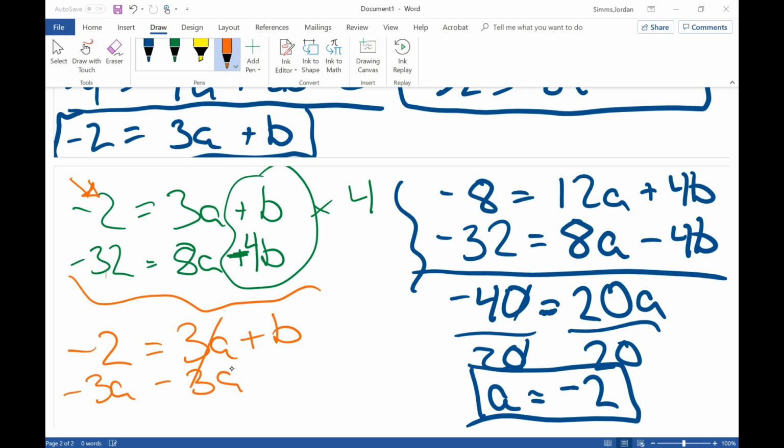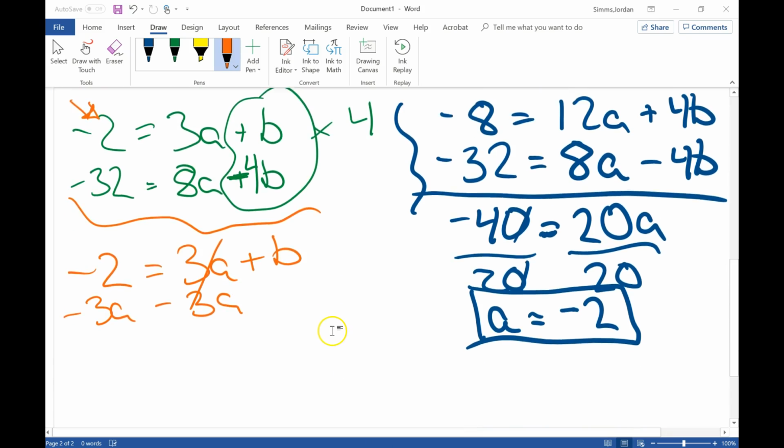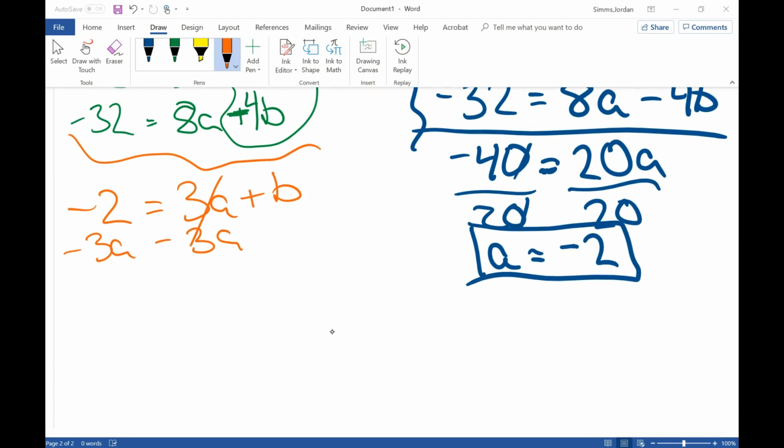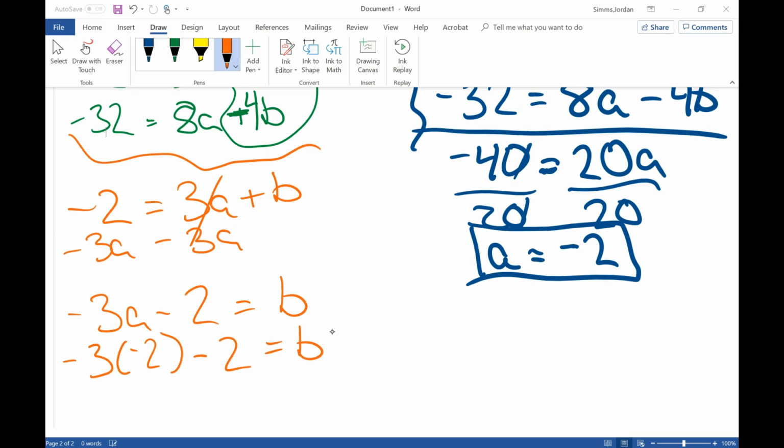I'm just going to get all that over here. So make some more room. I'm going to have negative 3a minus 2 is going to give me b. Negative 3, of course, times negative 2 minus 2 equals b. Negative 3 times negative 2 is 6. 6 minus 2 equals b, and b is going to equal 4.